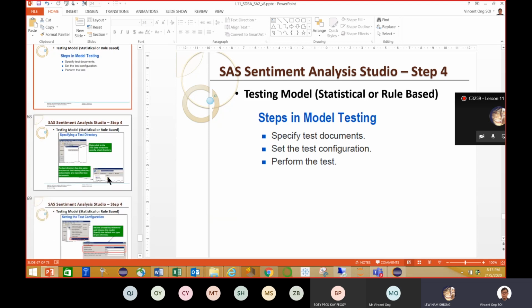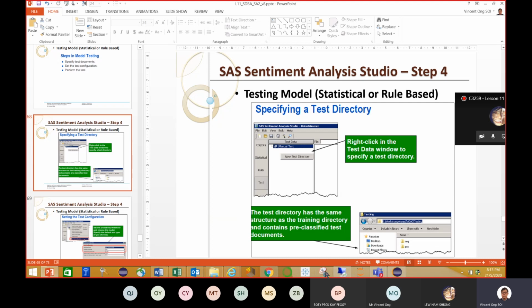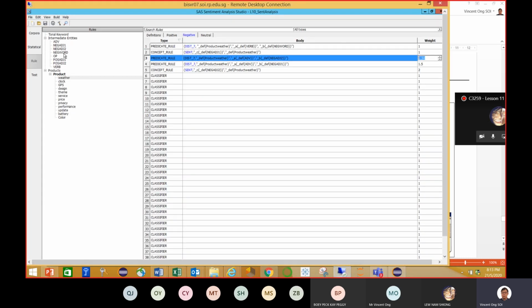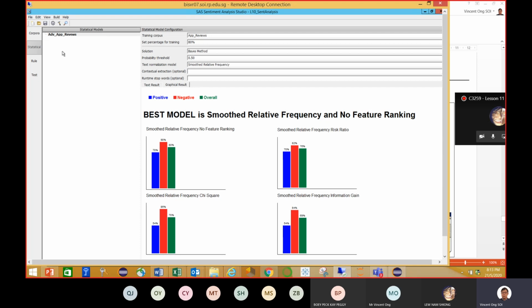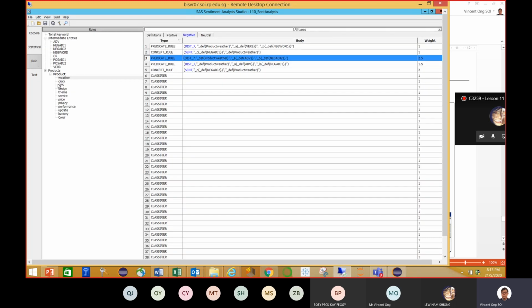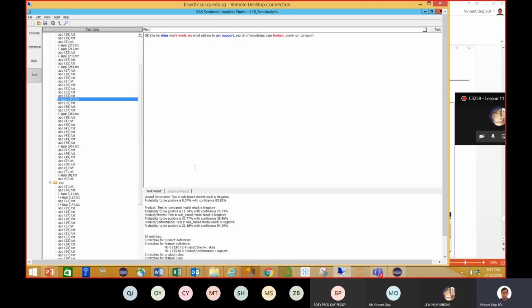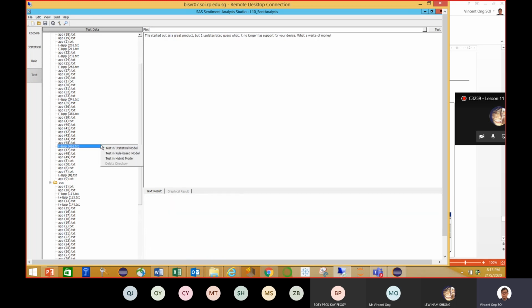Yes, correct. So the last part, of course, is test documents. After I define my corpus and build my rules, of course I want to test. So I define where my corpus is, the test.